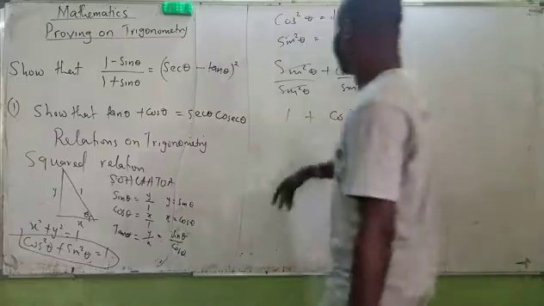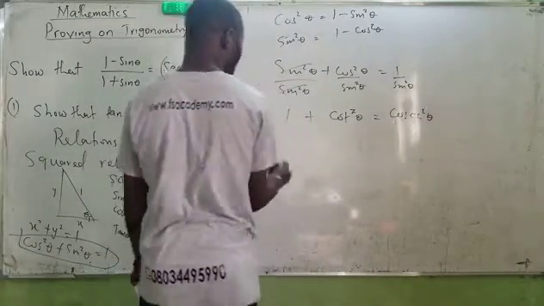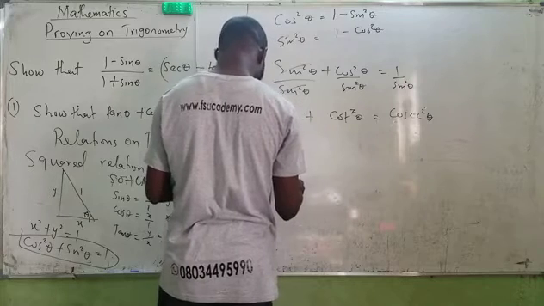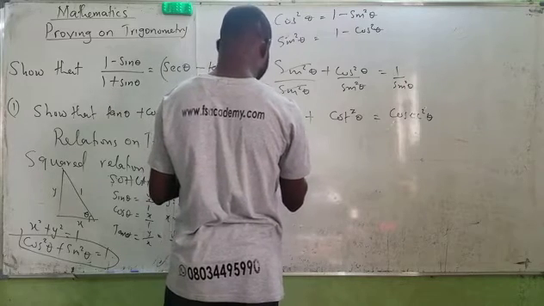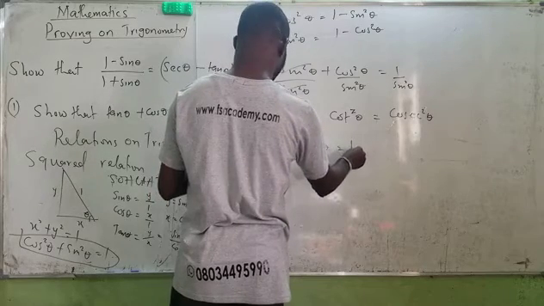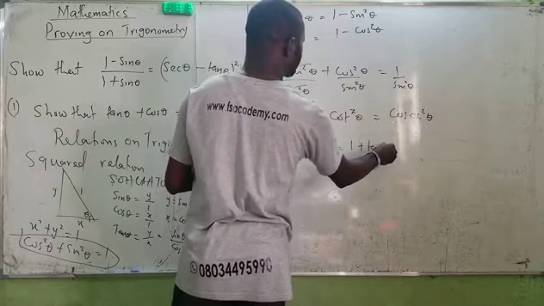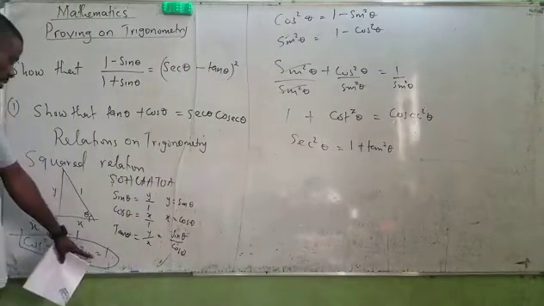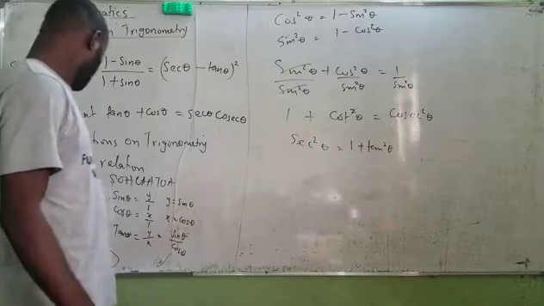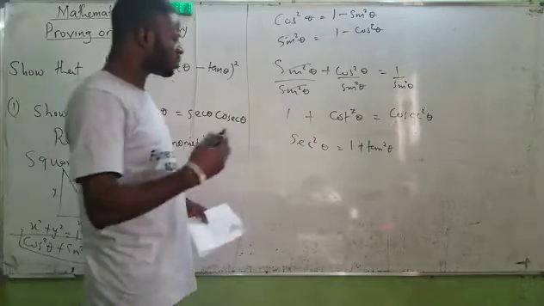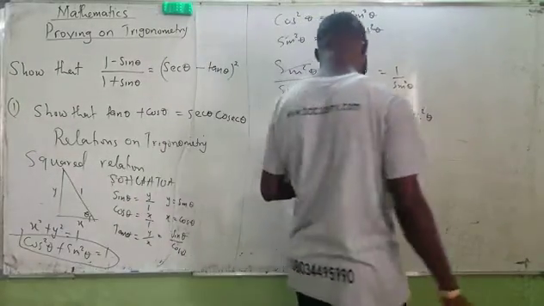And if I decide to divide again, I can also say that my sec squared theta equals 1 plus tan squared theta. Now, at this junction, I've divided all through by cos squared theta. That is what we are talking about here.